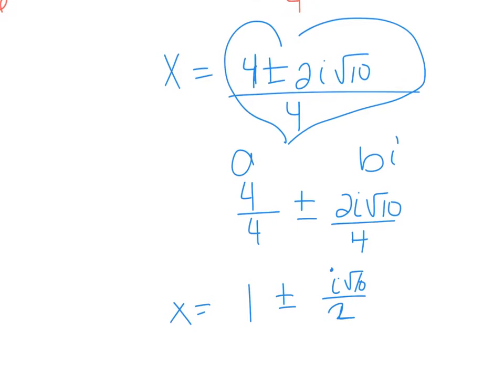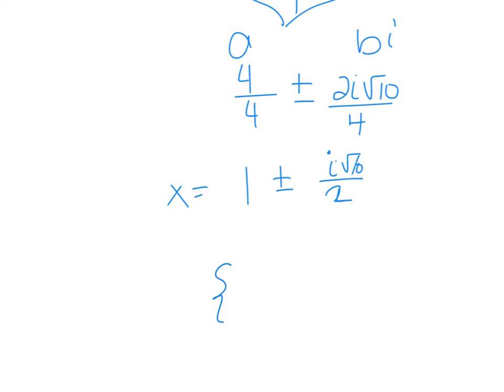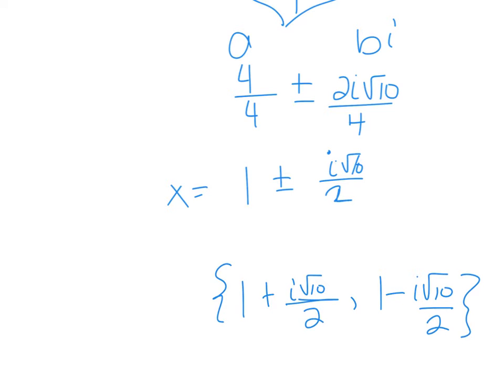You can leave it like that, or you can use the solution set, the squiggly brackets, 1 plus i square root of 10 over 2, and then 1 minus i square root of 10 over 2. Just remember there are two answers because it's squared. And that's how you use the quadratic formula. The rest of this is pretty simple. It's pretty much the same way.